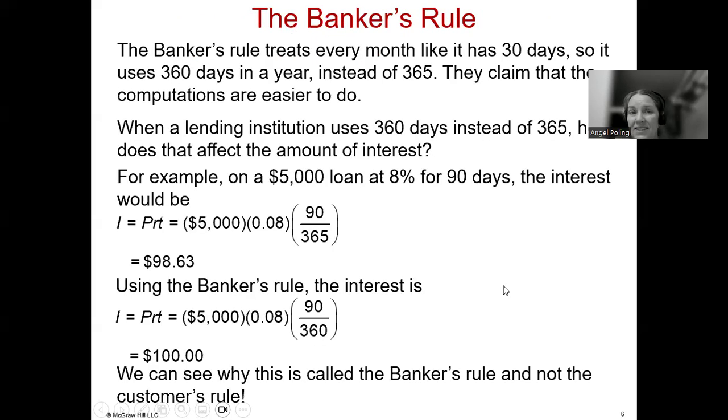And then we have this idea of the banker's rule. Banker's rule treats every month like it has 30 days, so it uses 360 days in a year instead of 365. They claim that the computations are easier to do. And they are, right? At the end of this example, they do one with the 365 and one with the 360. The banker's rule results in higher interest being charged. And the last statement is we can see why this is called the banker's rule and not the customer's rule, because it's in the bank's favor.